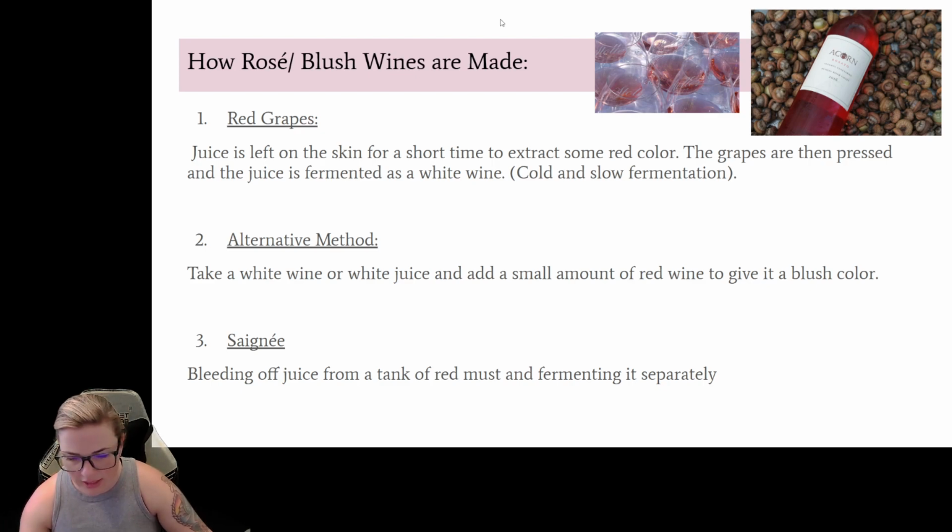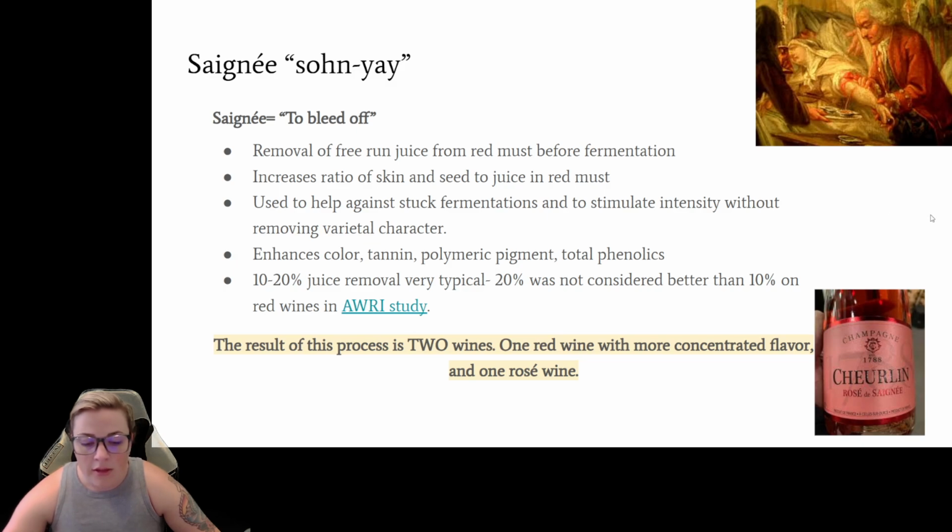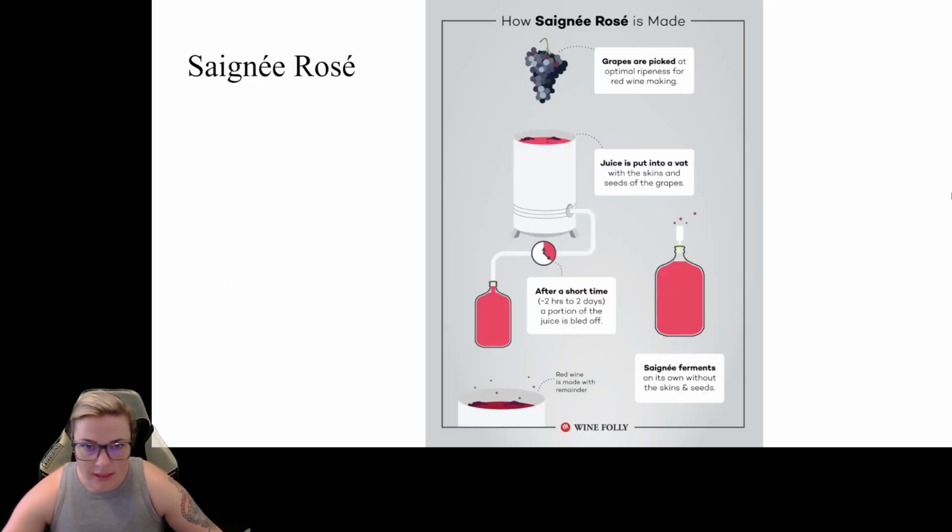That's an alternative method. And then the third way is saignée, which is the process of bleeding off juice from a tank of red must and just fermenting it separately. And that's actually different from option number 1, and I'll show you in this next slide. So for saignée, I'm just going to skip to this first.